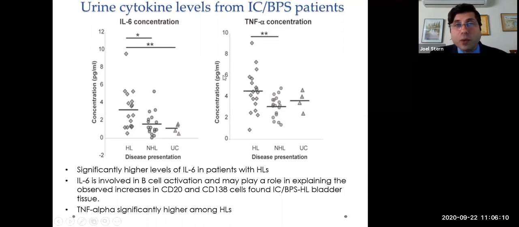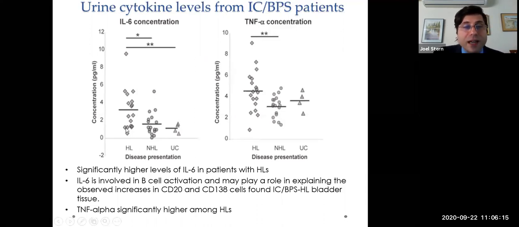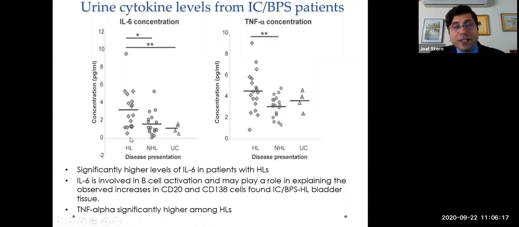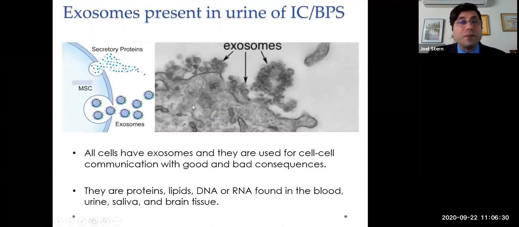And then we looked at both IL-6 and TNF-alpha, and we found significantly higher levels of IL-6 in patients who presented with Hunner's lesions, as well as increased amounts of TNF-alpha. So both of these cytokines were significantly increased in the urine of the patients.